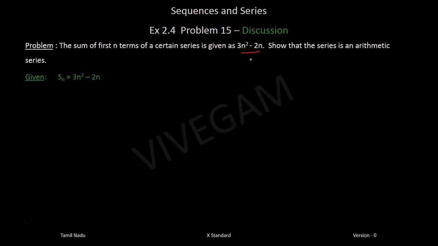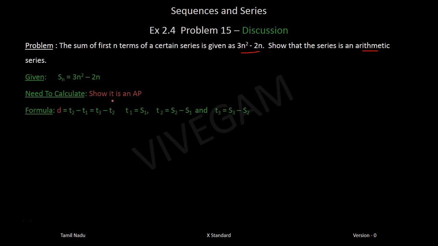Now show that the series is an arithmetic progression or arithmetic series. That is what we need to show, that it is an AP. What is the condition to show that it is an AP? That d equals t2 minus t1, which equals t3 minus t2. So you have to show the difference between the first two terms, that is t2 minus t1, and t3 minus t2 are the same, and if they are the same, then that becomes the common difference.